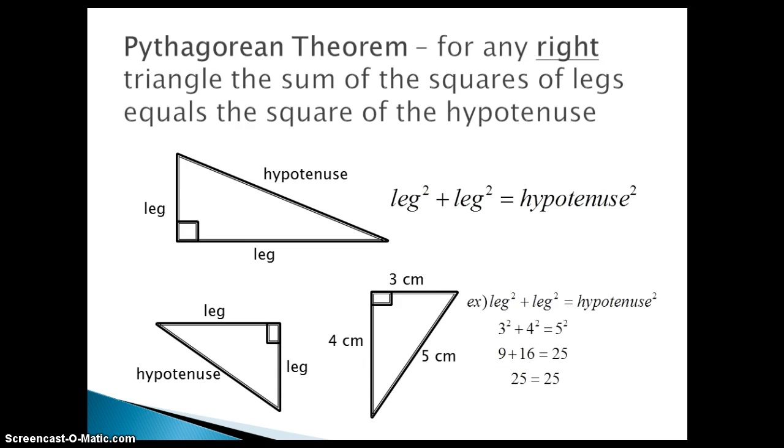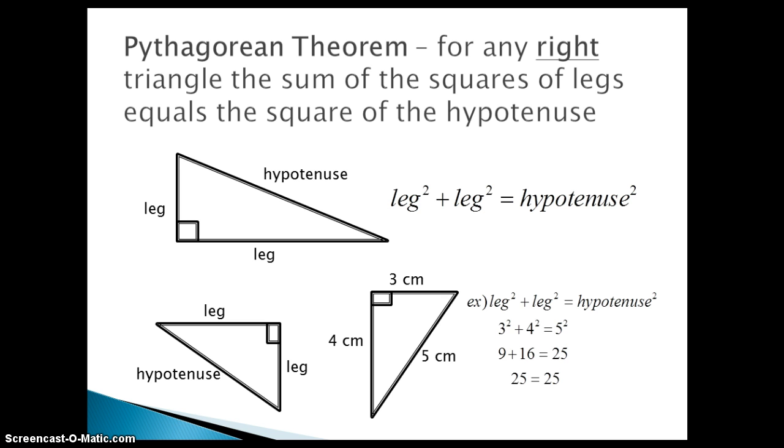Well, it says that for any right triangle, the sum of the squares of the legs equals the square of the hypotenuse. There's a lot of words in this, so let's break this down. First of all, the most important thing you see underlined is right, because it only works with right triangles. We can't use it with any type of triangle. The triangle has to be right.